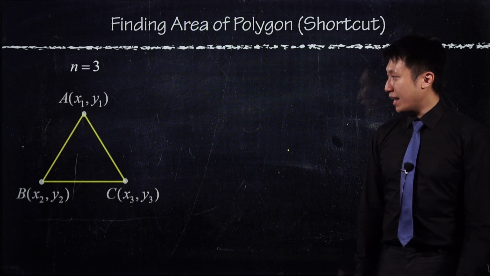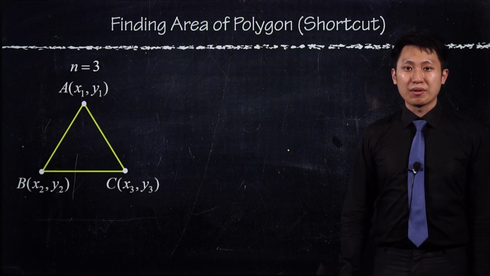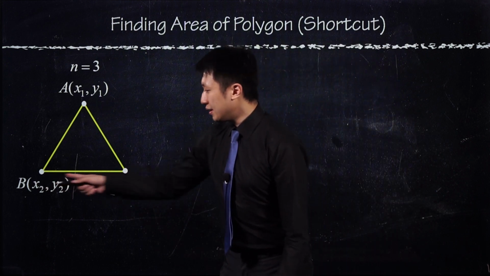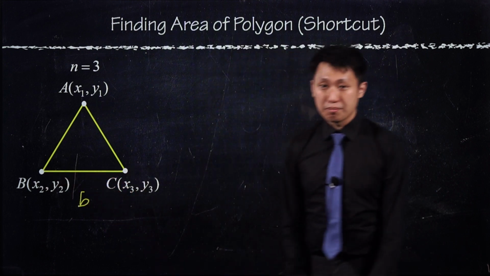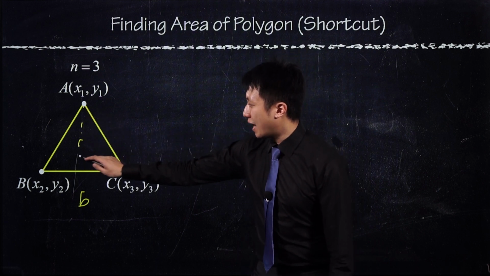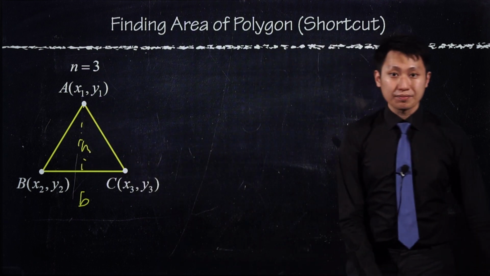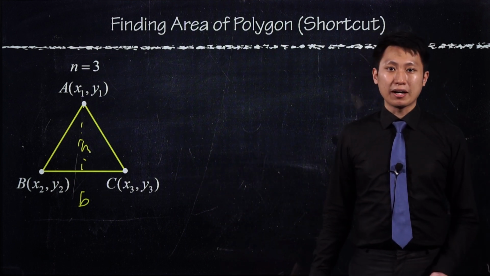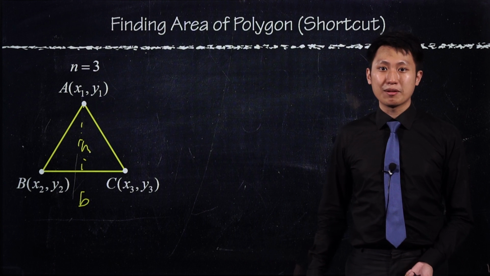Let's say n equals 3. This one, how do you normally find the area? Let's say this one is called the base, and this one you call the height, correct? Then the area will be what? b times h divided by 2, right? b times h divided by 2.